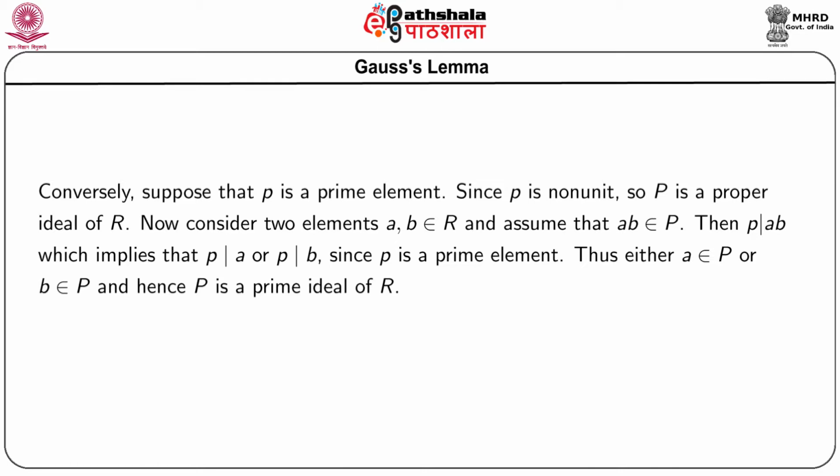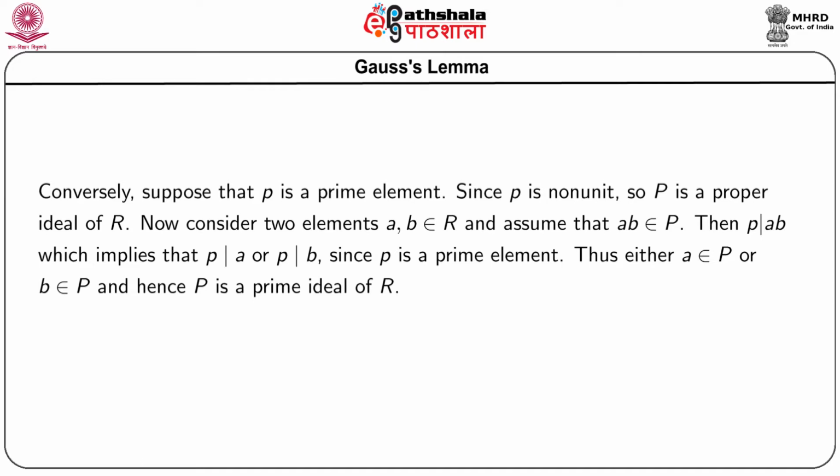For this, note that the ideal (P) is generated by the prime element P, and since AB belongs to the ideal (P), AB becomes a multiple of the prime element P, that is the prime element P divides AB. And since this is a prime element, it follows that either P divides A or P divides B, that is either A is a multiple of P, in which case A belongs to the ideal (P), or B becomes a multiple of P, in which case B belongs to the ideal (P). Thus, we get either A is in the ideal (P) or B is in the ideal (P), and hence (P) becomes a prime ideal of R.